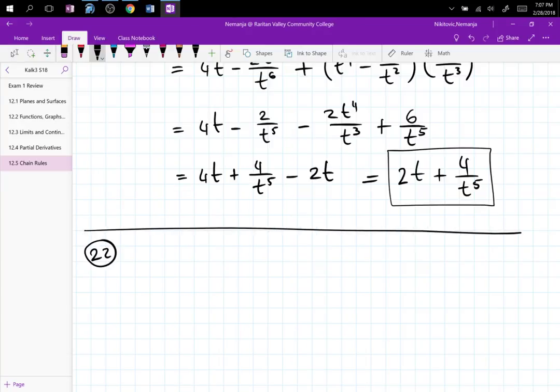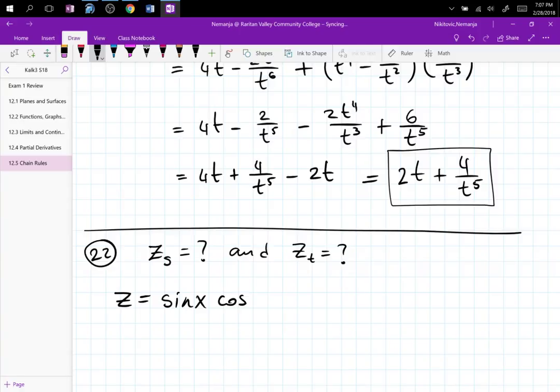Question 22. They want you to find Z_S and Z_T, the partial derivative with respect to S and the partial derivative with respect to T. Z is given as sine x times cosine of 2y. X is given as S plus T, and y is given as S minus T.